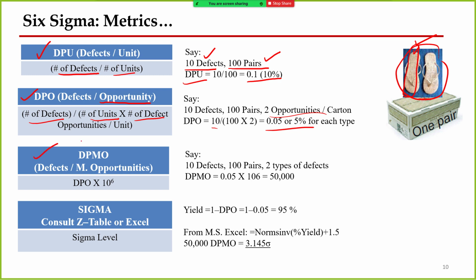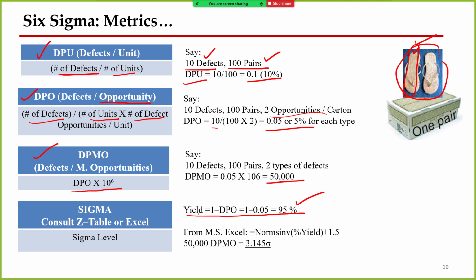Now we are interested in another metric, DPMO, which is defects per million opportunities. Simply, we multiply the DPO answer by 1 million, and we get DPMO. Next, if I am interested in finding the percentage of good units, which is our yield, the answer is 1 minus DPO, that is 1 minus 0.05, which is 95%.